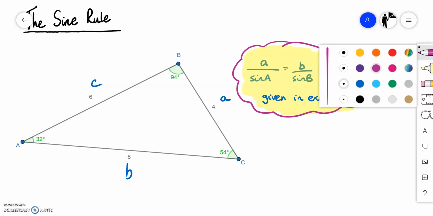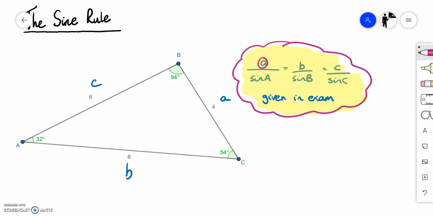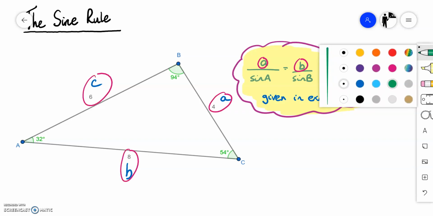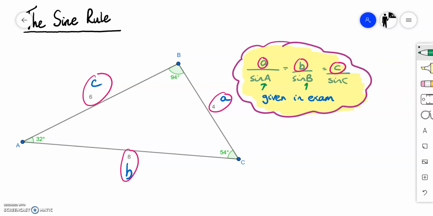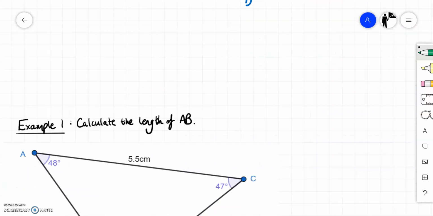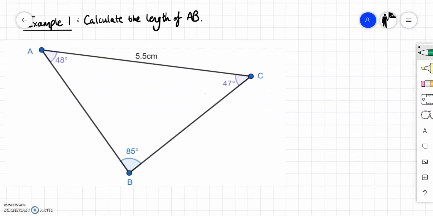So hopefully you can see that we've got lowercase a, lowercase b, lowercase c. That is going to be corresponding to the lengths of the sides. And here we've got capital A, capital B, capital C. Those are going to be corresponding to the sine of these angles. Now that we've got this formula in place, we can now go ahead and use this formula to solve some problems. So I'm going to ask you to pause the video here and to copy this down.